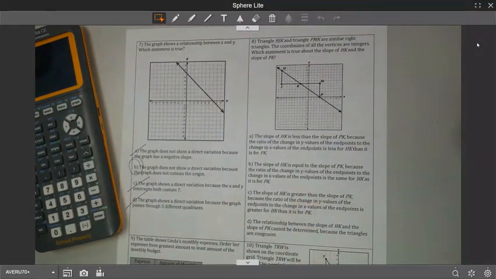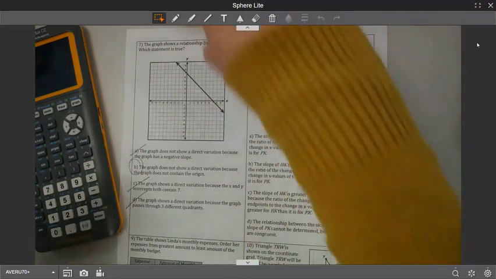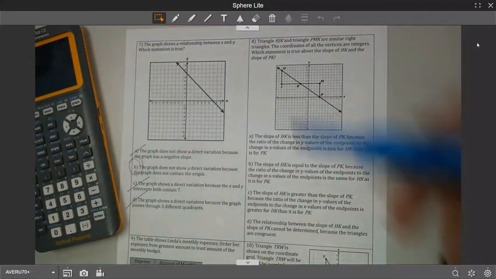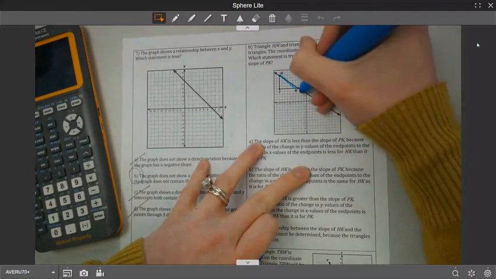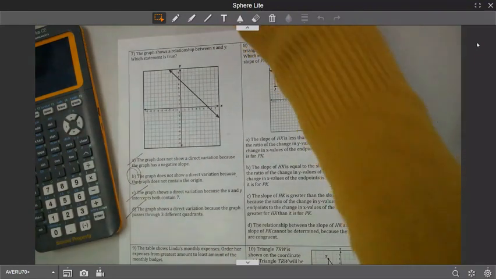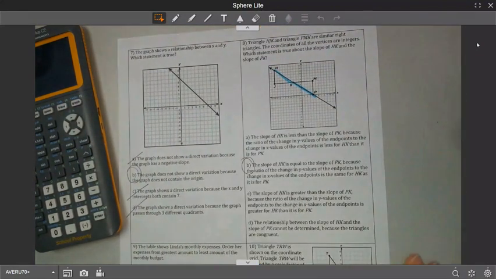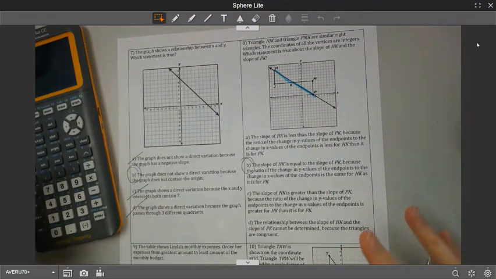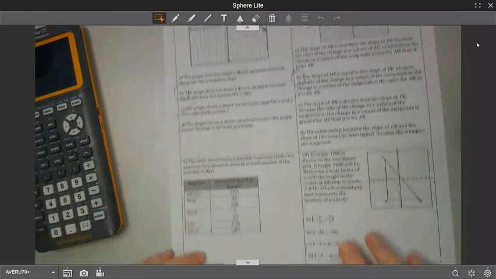Okay, number 8, triangle HJK and triangle PMK are similar right triangles. The coordinates of all vertices are integers. Which statement is true about HK and PK? We're talking about the slope. Okay, HK and PK, they're on the same line, so the slope must be the same, or we're talking about an equal slope. If anything is on the same line, it has to have the same slope.